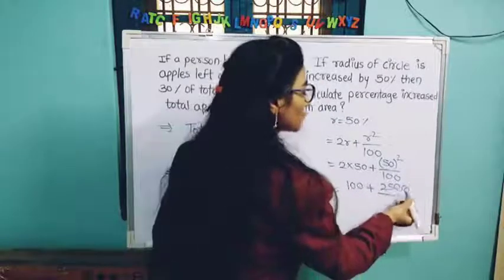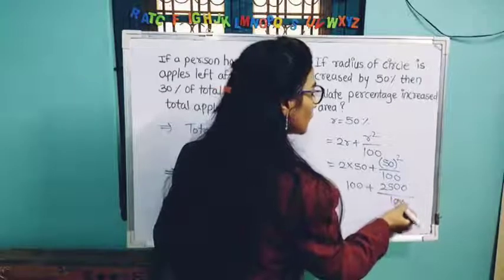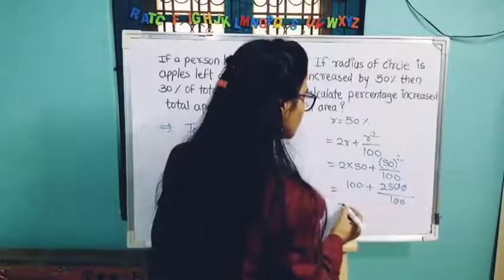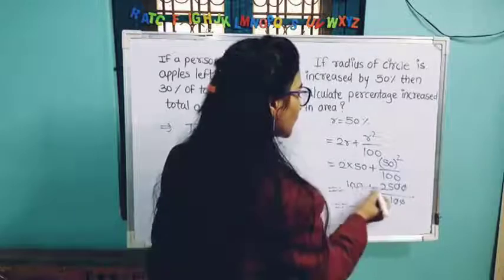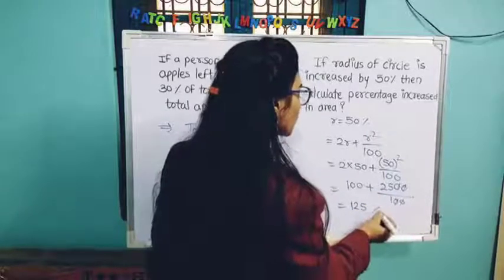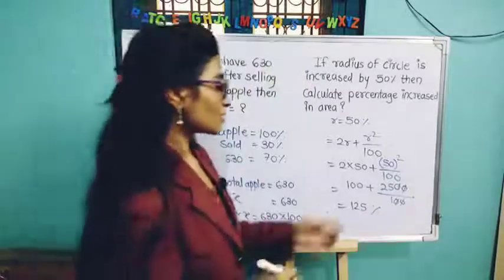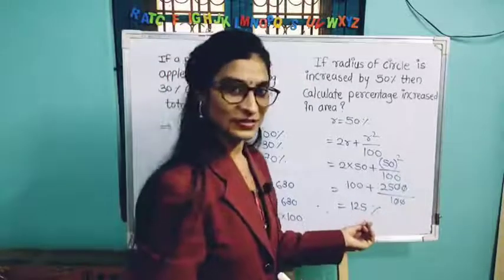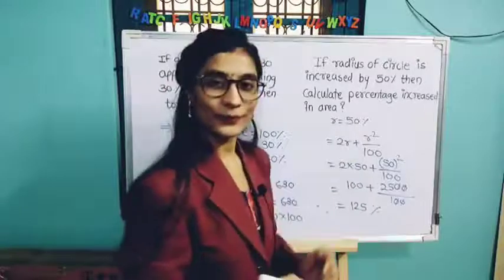2500 divided by 100, the 0s get cancelled. Then 100 plus 25, that is equal to 125. So the area will increase by 125% if the radius is increased by 50%.